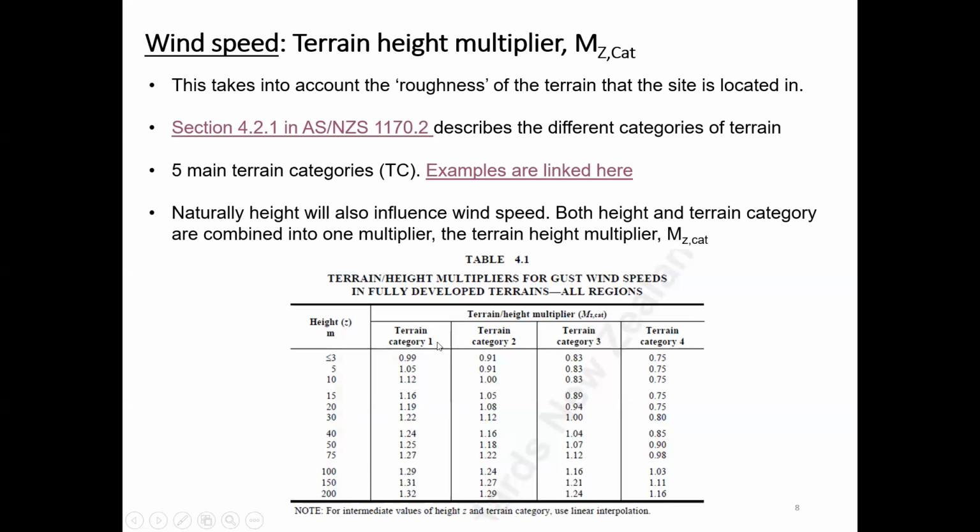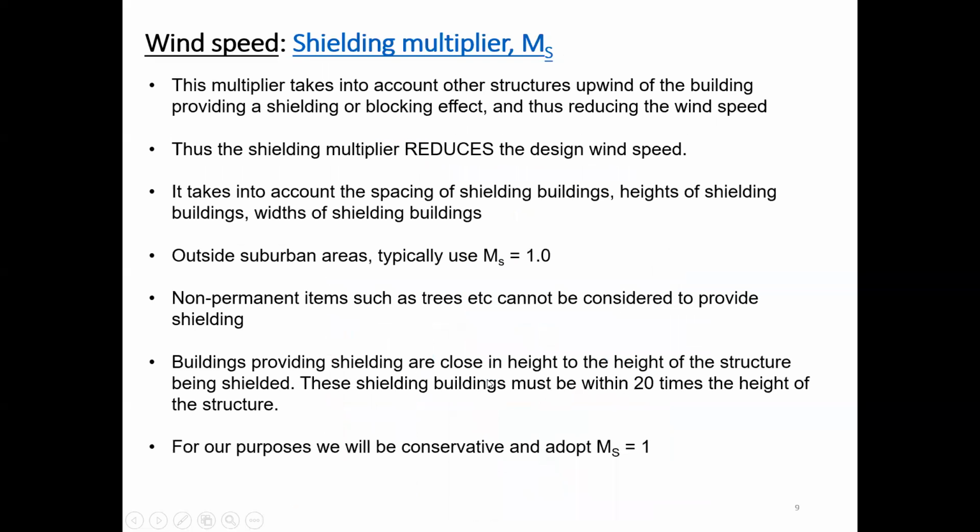And if you get, say, terrain category 2.5, you just interpolate between two values, right? You get the average value between the terrain category 2 value and the terrain category 3 value. Are there any questions on that? Okay.